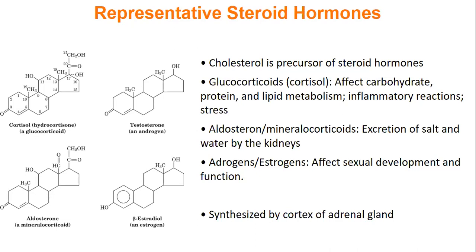So when you get stressed out, you're just flooding your body with these steroids, but they control other things as well. You have your aldosterone, your mineral corticoids. They control salt and water in the kidneys. Your estrogens, sexual development. These are made in your adrenal gland.